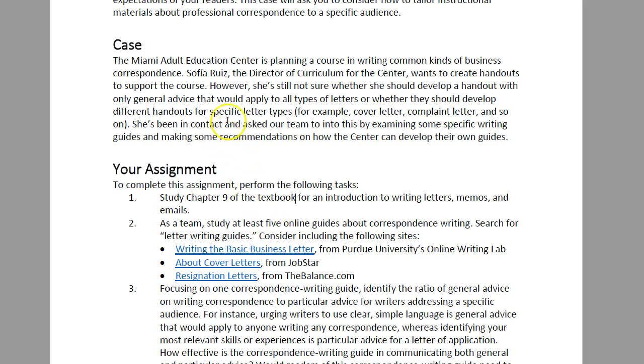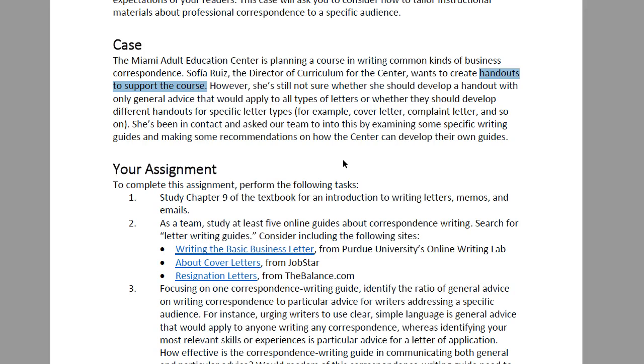So for this first case, the case is basically asking you to help the Miami Adult Education Center consider what types of handouts and supports they need for a course on business correspondence. The director of that center isn't sure if she wants to have handouts that are really specific to a particular type of correspondence, maybe multiple handouts that would individually cover letters, complaint letters, etc., or if she wants just to have one handout that covers all of the different types of things much more generally.